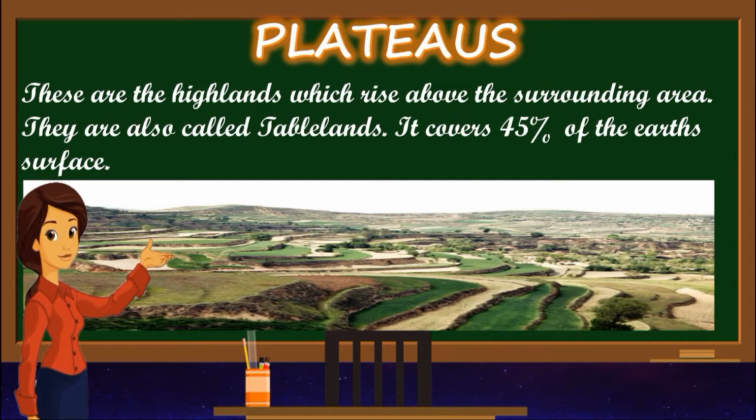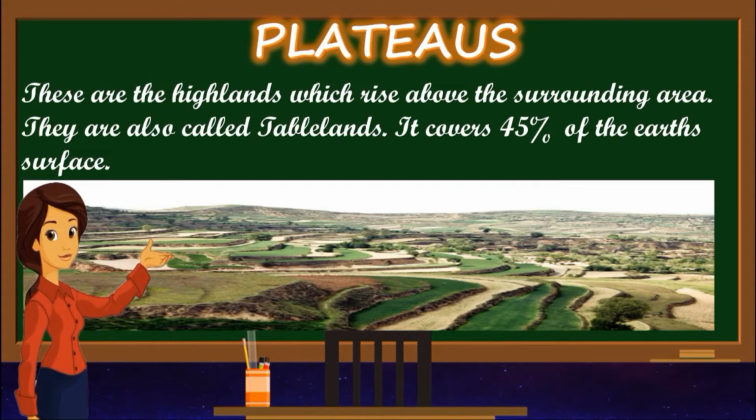A plateau is formed by a number of processes, including upwelling of volcanic magma, extrusion of lava, and erosion by water and glaciers. So that's all about the plateaus. Also, they cover 45% of Earth's surface.